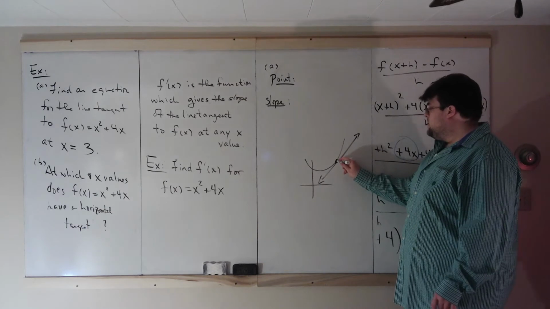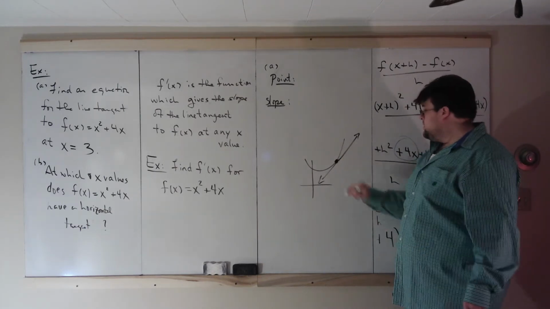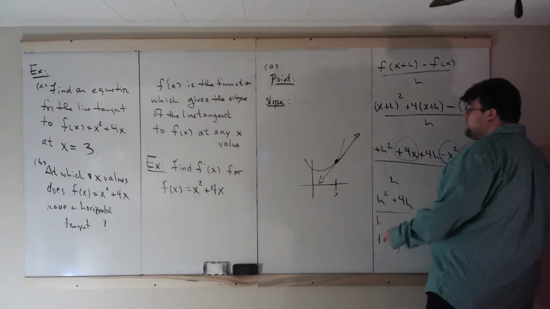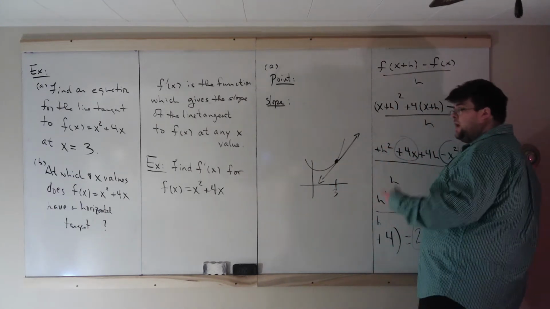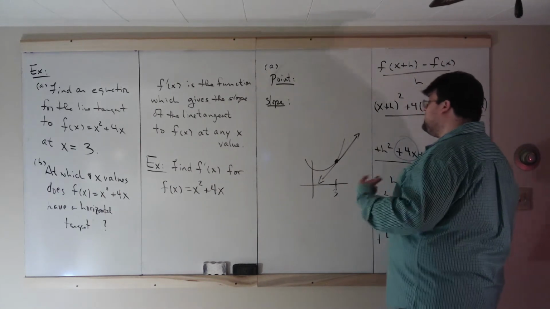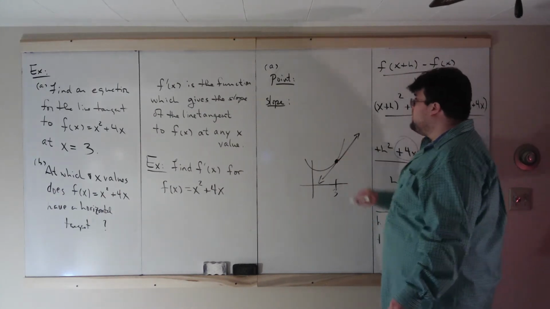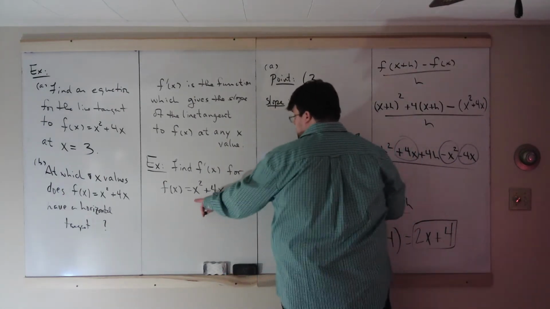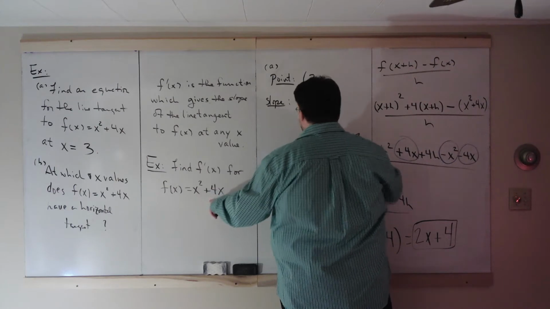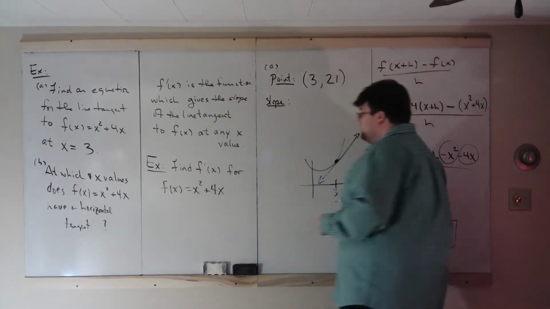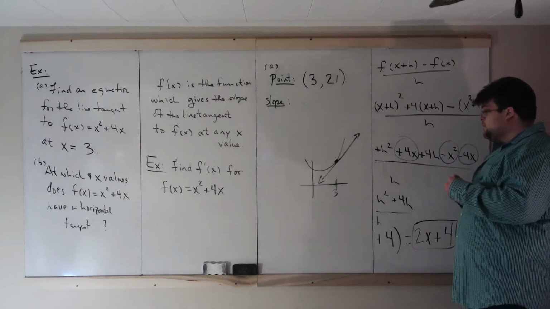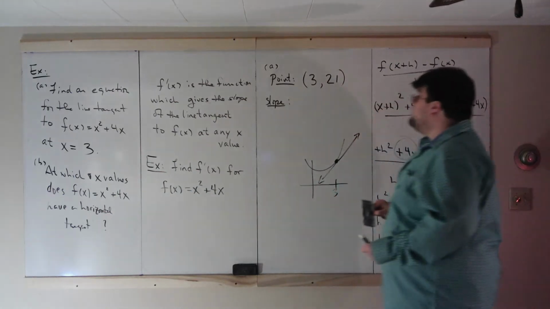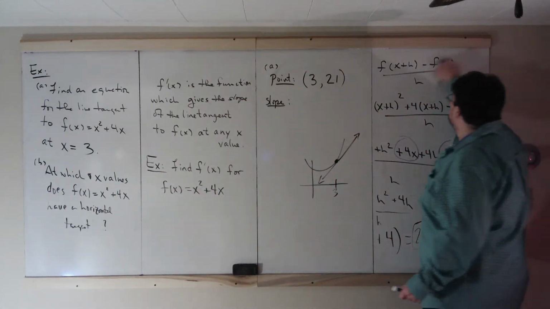Well, notice the point on the curve and the point at x equals 3. Notice the point on the curve is the same as the point on the tangent line at x equals 3. So if we need a point on the line, we can just choose this one on the curve when x equals 3. What is the point on the curve? 3 squared plus 4 times 3. 3 squared is 9. 4 times 3 is 12. 9 plus 12 is 21. So we have a point on the curve. The point is (3, 21).